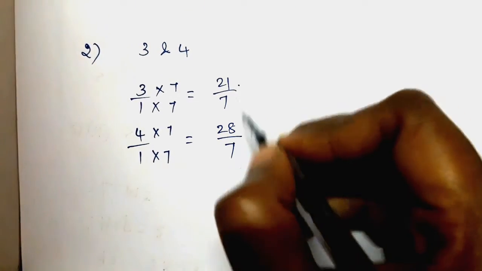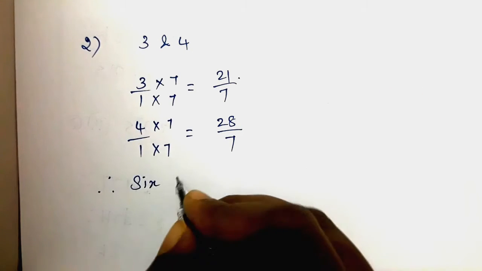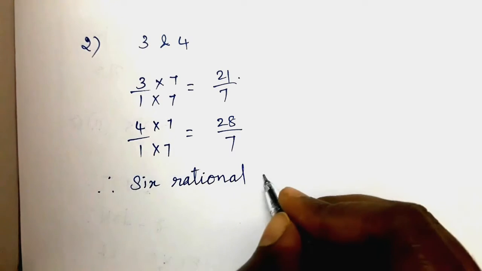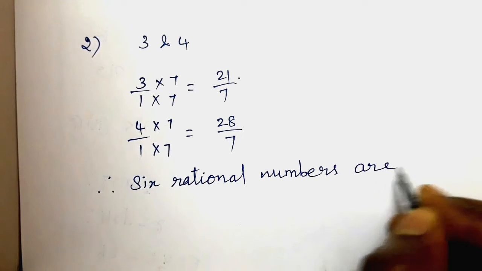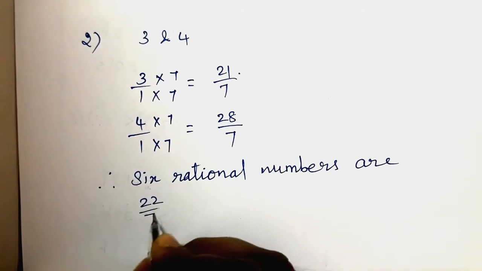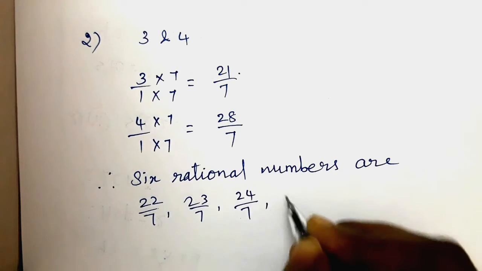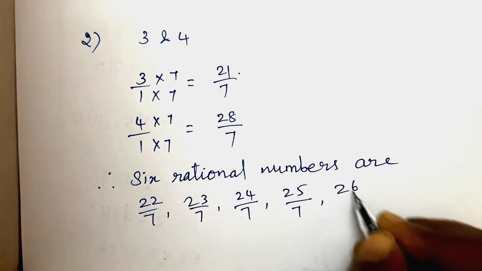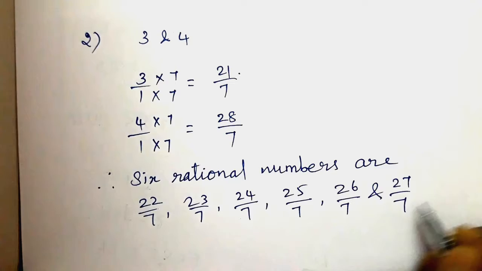Now, we need to find 6 rational numbers in between these two numbers. So, we cannot consider these two numbers. Therefore, 6 rational numbers are 22 by 7, 23 by 7, 24 by 7, 25 by 7, 26 by 7 and 27 by 7.